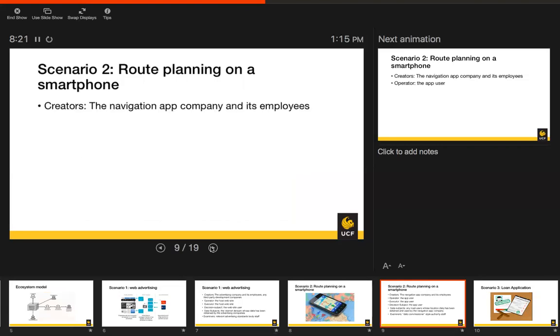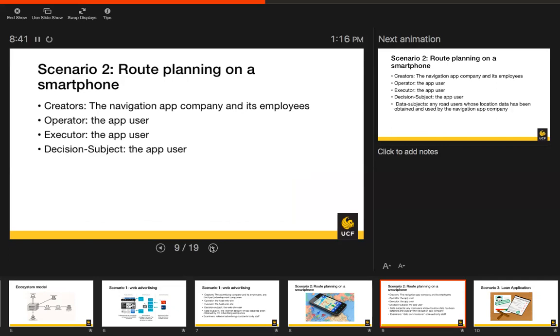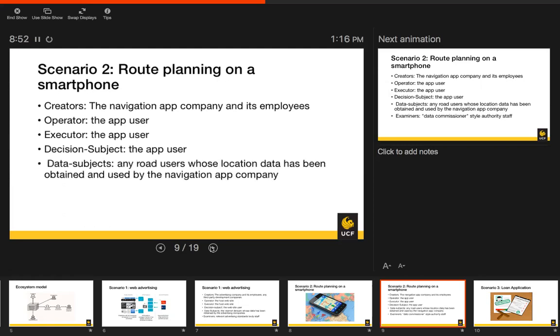So in this machine learning system, the creators would be the navigation app company and its employees. The operator would be the app user. And the executor would be the app user as well, because he or she will decide which route he or she will take. And the decision subject will also be the app user, because he or she will be influenced by the decision.